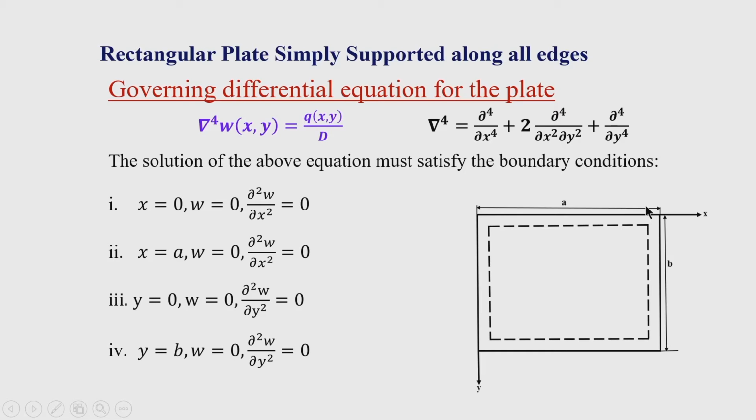equal to 0. Similarly, at x equal to a, the opposite edge, deflection is 0, obviously, as it is supported. So, deflection is 0 and the bending moment, del square w by del x square plus mu into del square w by del y square, is 0, but since it is supported all along the edge, del square w by del y square is 0. So, the condition becomes simply del square w by del x square equal to 0.